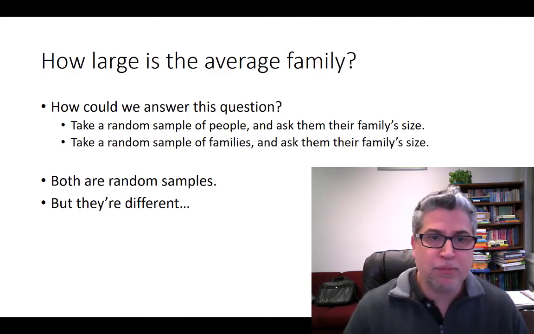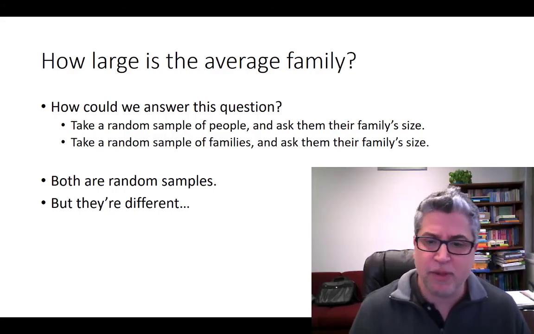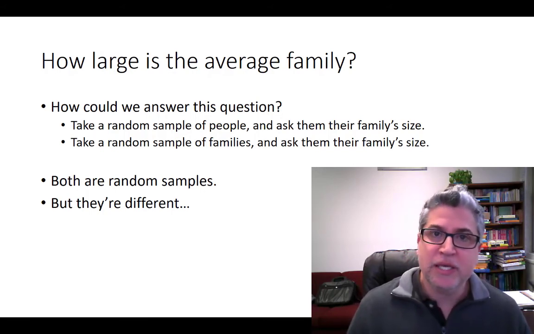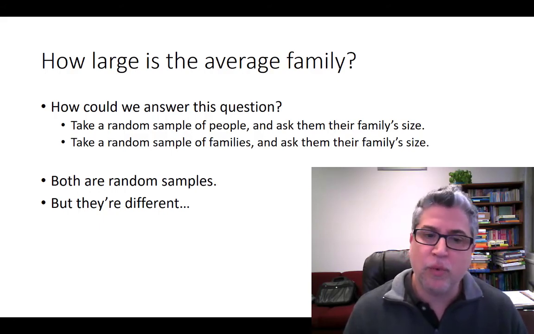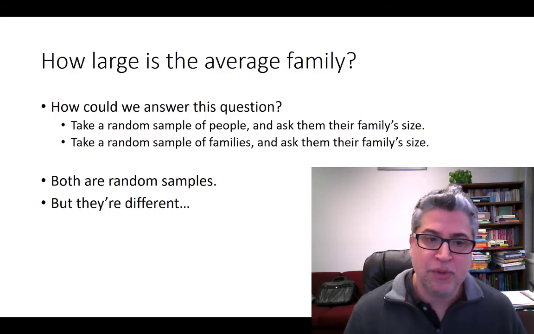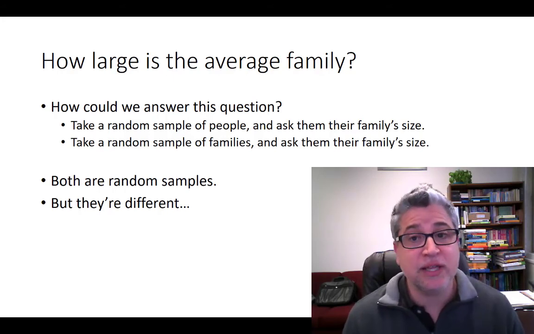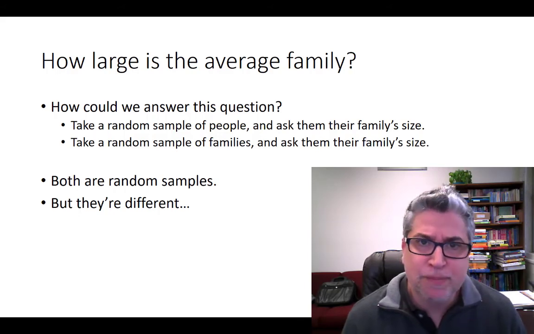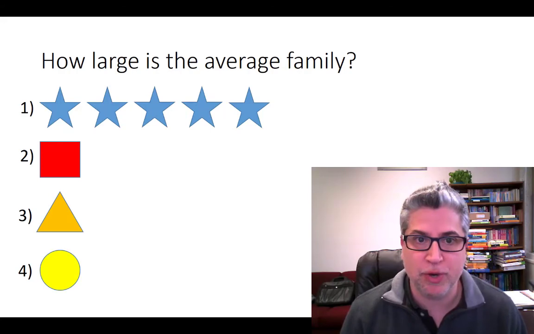And let's ignore the practical complication of how do we define family? Is it the nuclear family, the extended family? Let's brush that aside for a second. In these two cases, we're still doing random sampling, but we're randomizing over two different things. In one, we're randomizing over people, and in another, we're randomizing over families. These are two slightly different approaches. They're still random, but they're different. Which one's better?